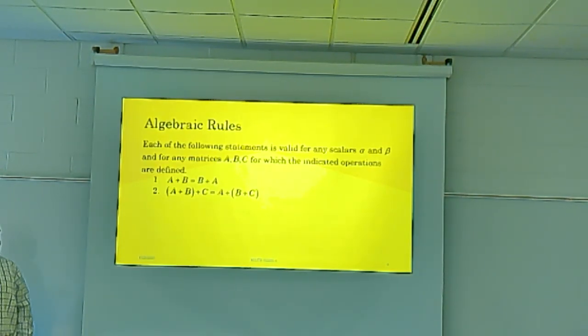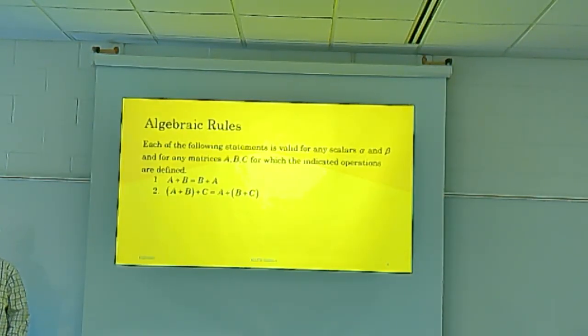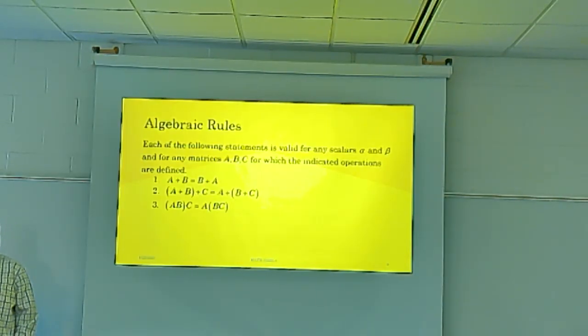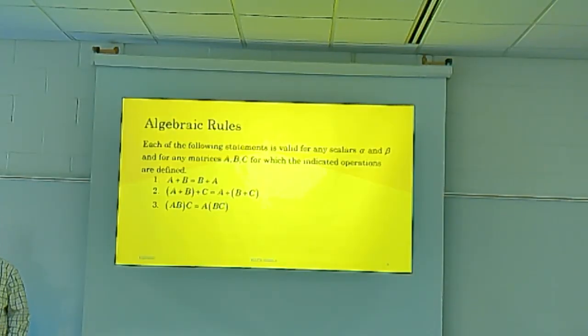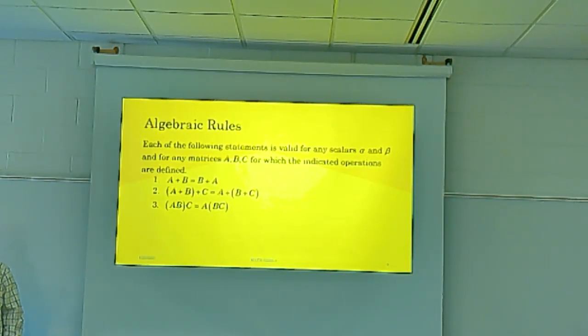As was already stated, you lost commutativity for matrix multiplication. However, you do maintain associativity. So the grouping doesn't matter. AB times C is the same as A times BC.